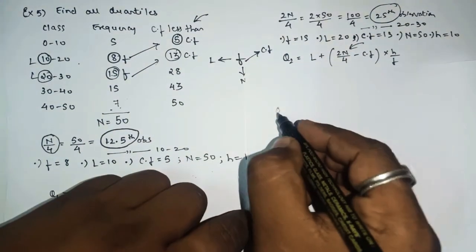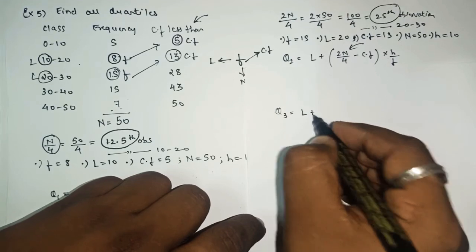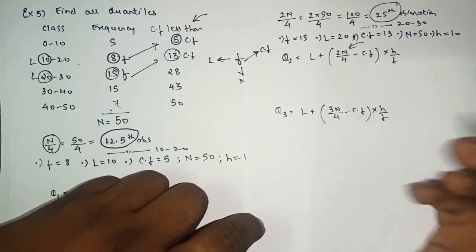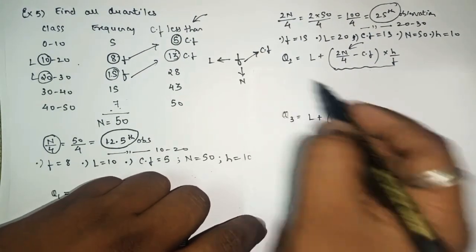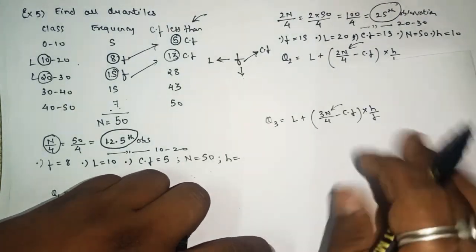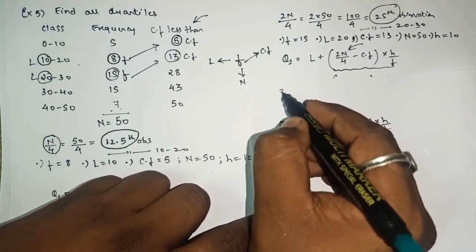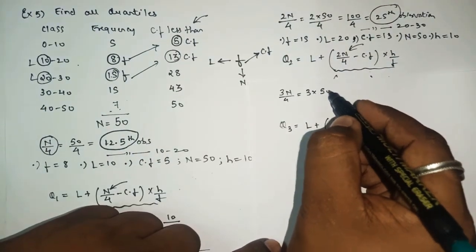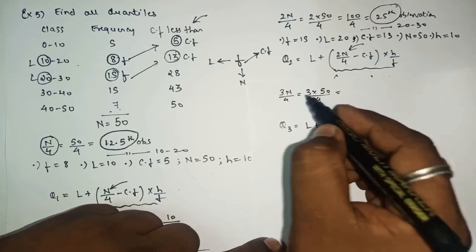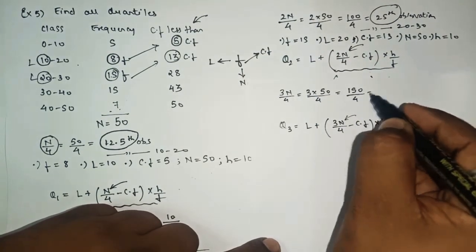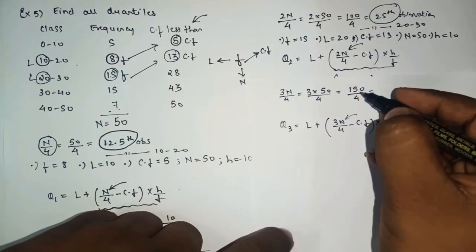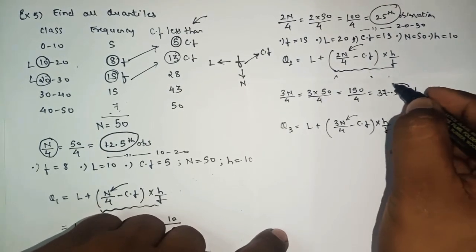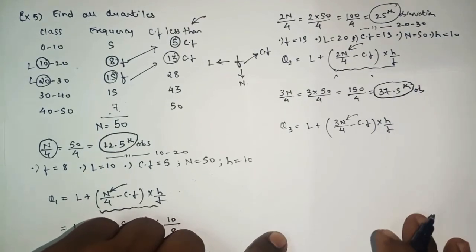So the formula is Q3 equals L plus 3n upon 4 minus CF, into h upon f. So for this also, first we'll find this answer, and from this only we can guess the remaining values. Okay, so 3n upon 4, so 3 into the value of n, that is 50. So 150 upon 4 means what, 37.5.